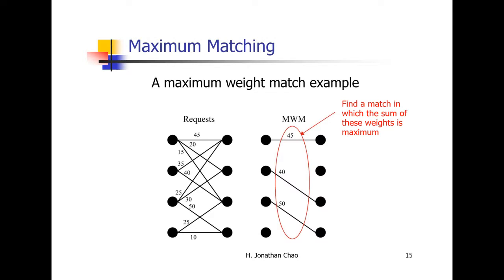This is an example of a maximum weight matching solved, obviously, by inspection by hand. So this is the set of requests. As you can see, there are weights associated to each request, and this is the matching that has been found. The sum of all the weights in this case is 135, and we can prove that this is the maximum possible you can achieve.